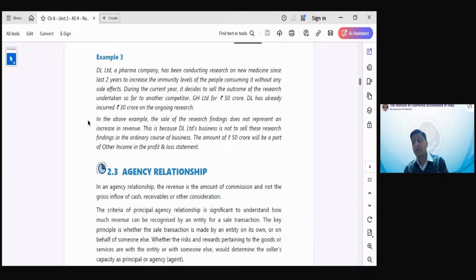In the above example, what do you think? Should this 50 crore be recognized as revenue? Over to you. Yeah, I understand solution is given, but still apply your thoughts. Apply the concept that we have been discussing. What do you think? What do you think? Should this be recognized as revenue?